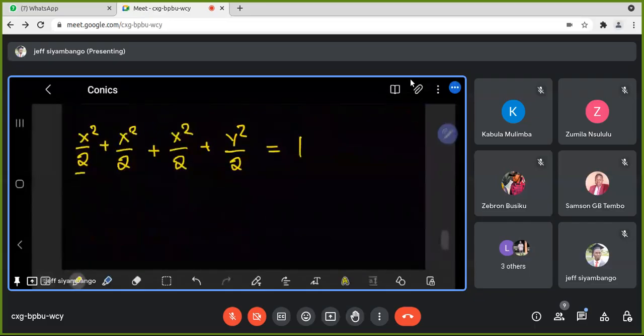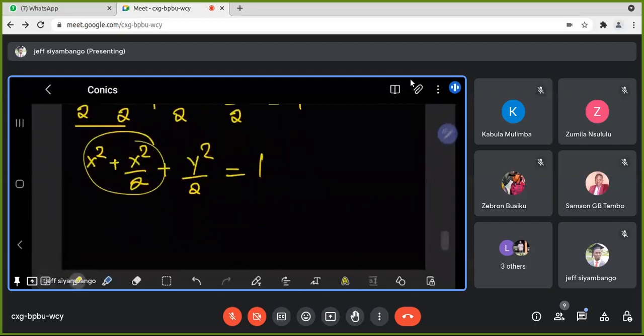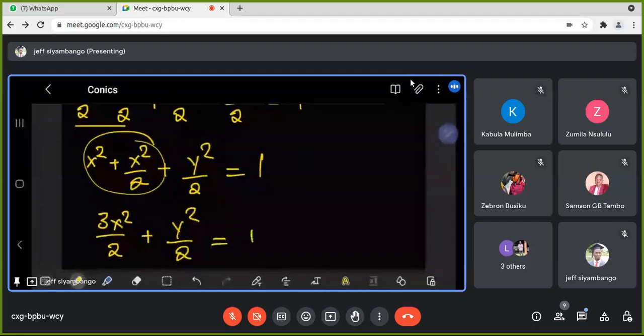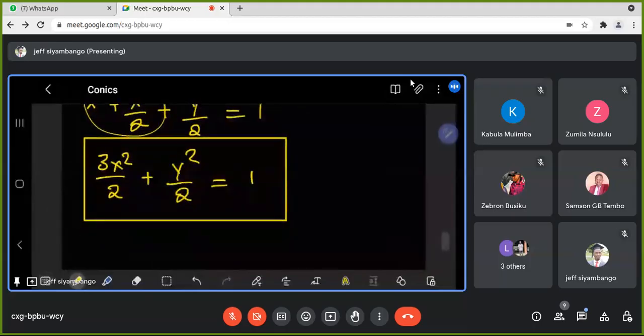So these will give me x squared, just x squared. Then this is plus x squared over 2 plus y squared over 2 equals 1. From here, these are like terms. When you add them, you get 3x squared over 2 plus y squared over 2 equals 1. Look at this. What's the last step here, so that we know exactly what conic section this is?